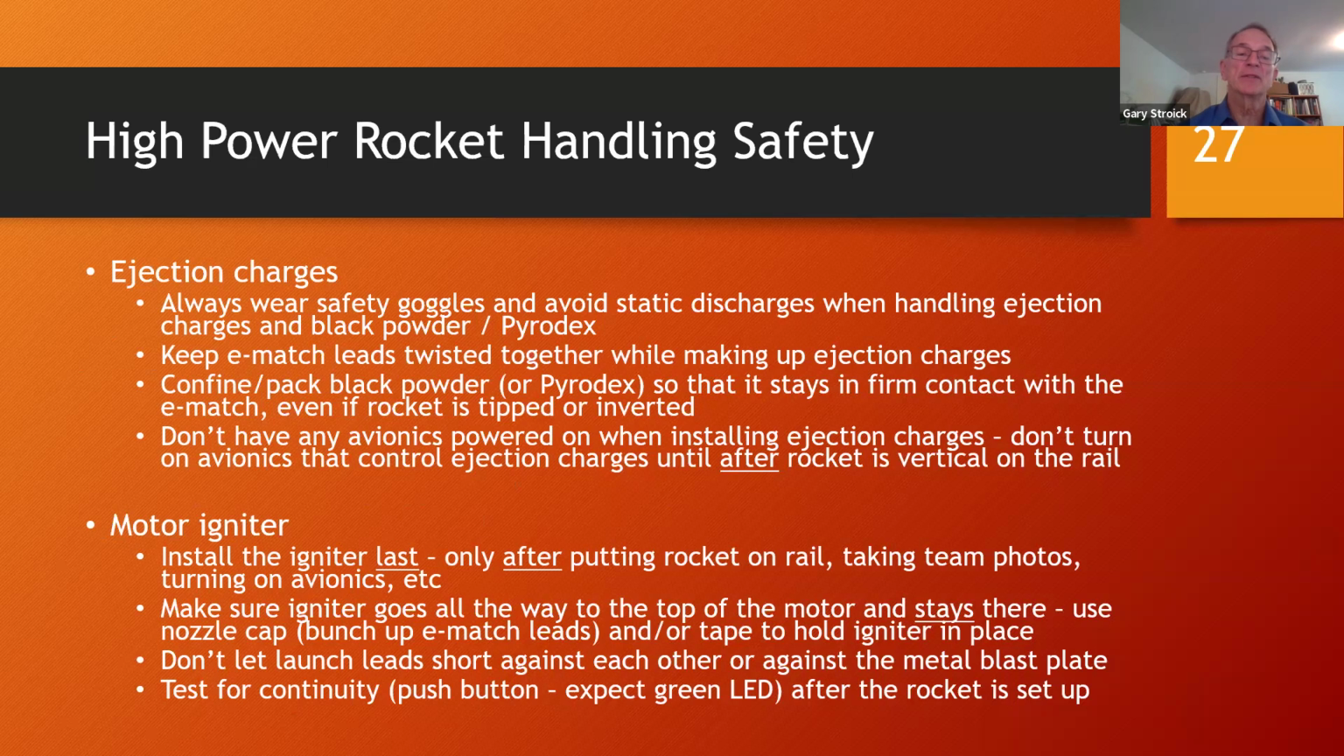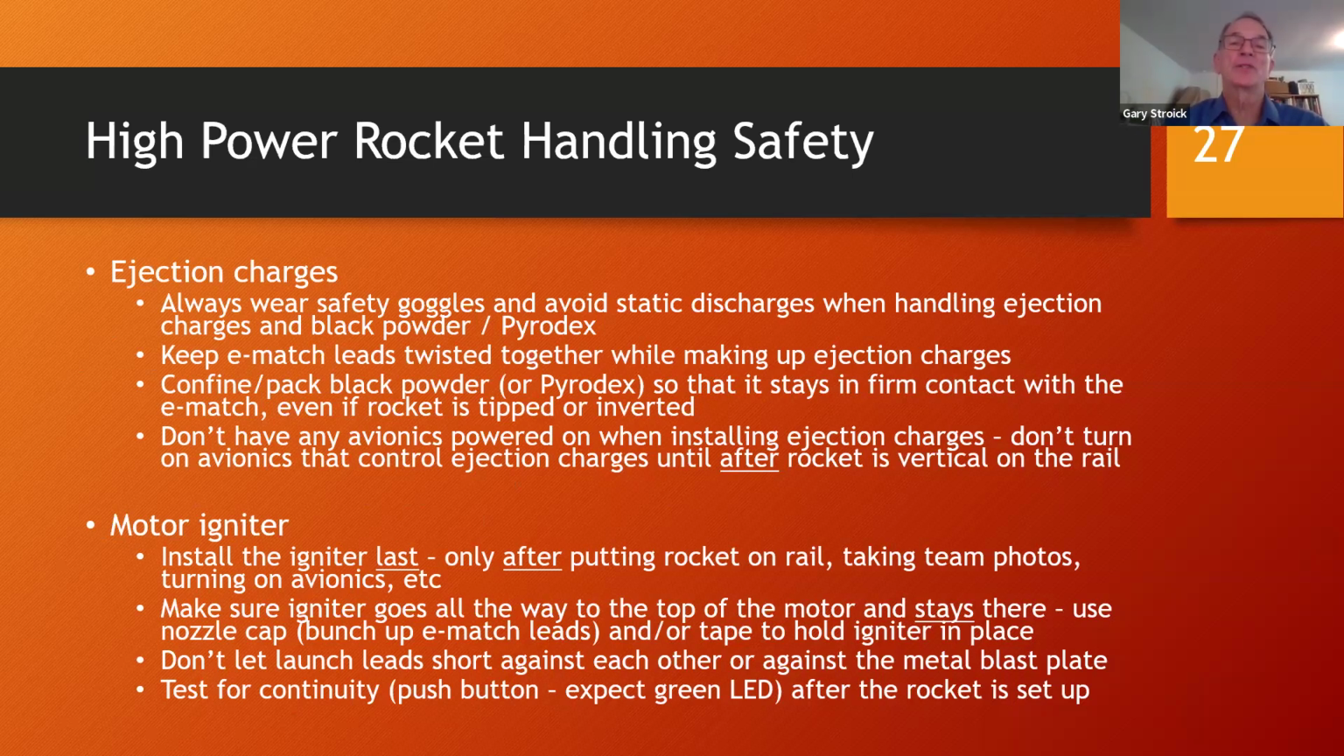But with respect to igniters, that's the last thing you do. You put the rocket on the rail, you stand it up, you do whatever you're going to do in terms of photos and so on. You arm the electronics, then you put the igniter in.